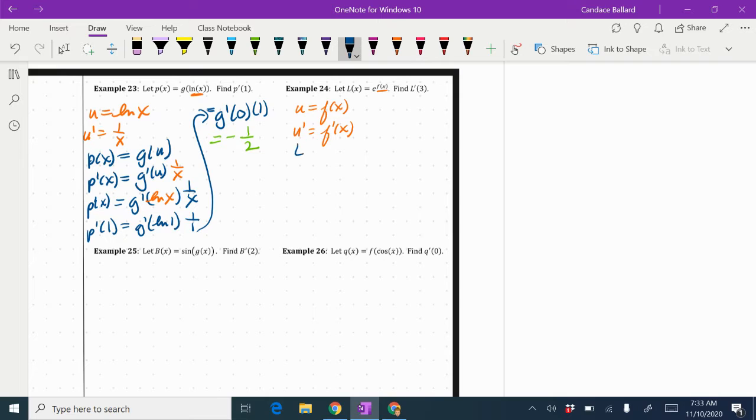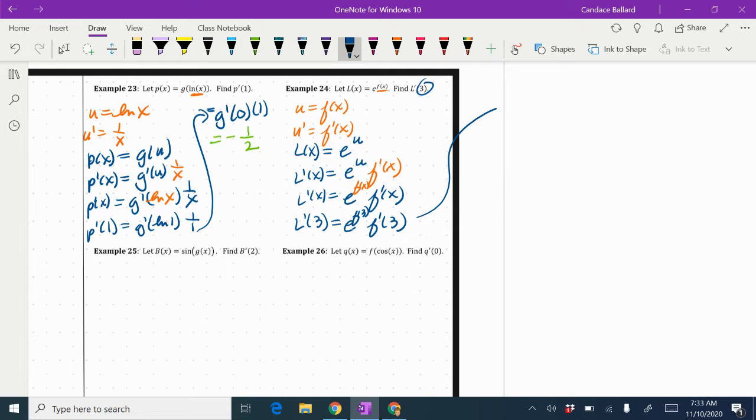I'm going to rewrite my L of x function, and that's going to be e to the u. And now I'm going to take the derivative of it, which means that I take the derivative of the outside function, which is just going to be e to the u. And then I multiply that by the derivative of the inside function, which is f prime of x. Now I'm going to substitute back in my u value, which was f of x. And then we're multiplying by the f prime of x. It wants us to evaluate at 3. So L prime of 3 equals e to the f of 3, f prime of 3.